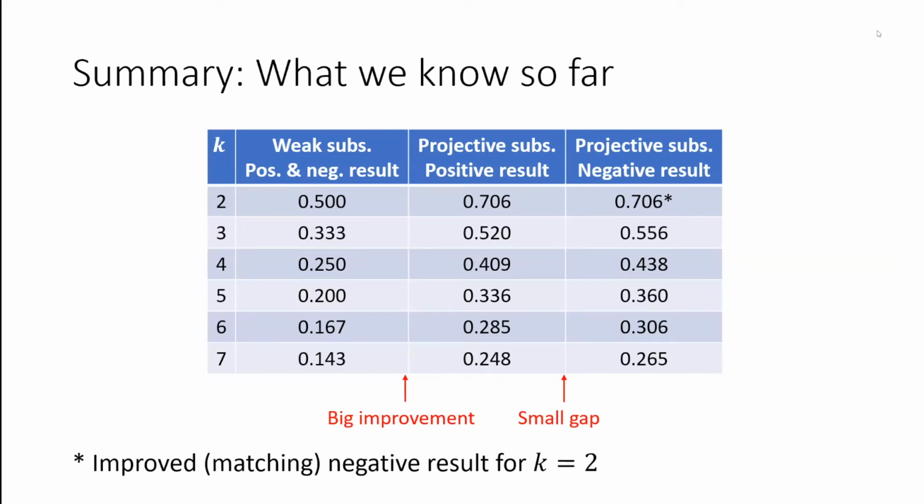And then we also have a negative result for projective substitutes, which is the third column. And there's a pretty small gap between the second and the third columns. So projective substitutes allows you to improve a lot over weak substitutes.